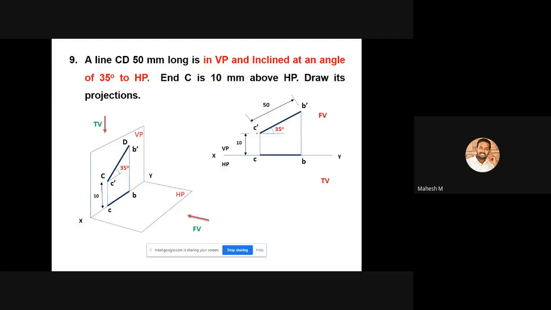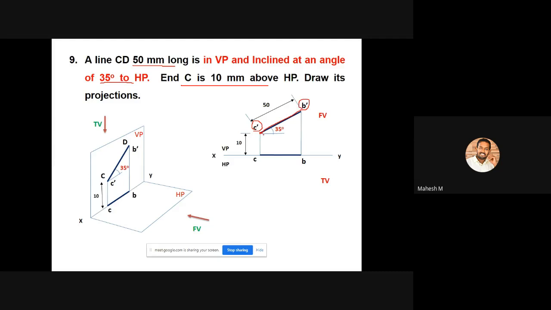So you can create the front view. The end C should be 10 mm above HP. So you can create the C point first. Okay, so next you can create the 35 degree inclined line. The length of the line should be 50 mm. So here the condition is 35 degree inclined and also 50 mm true length. So you can create the 35 degree, 50 mm length. Okay. You can mark it as C dash and B dash.